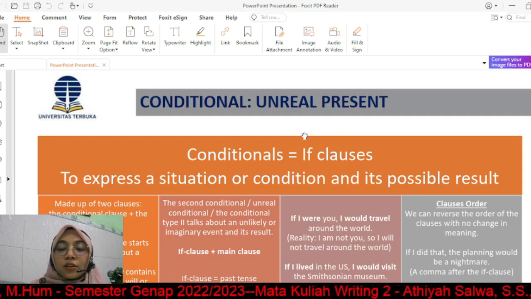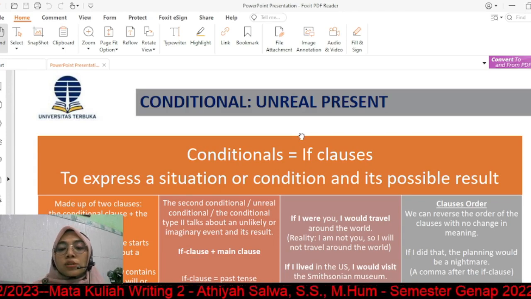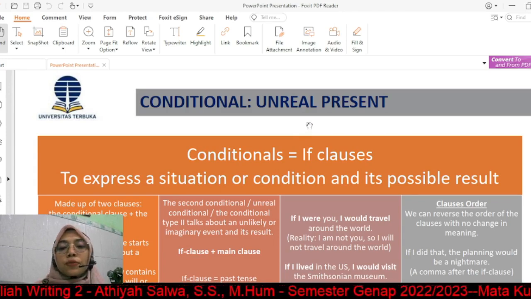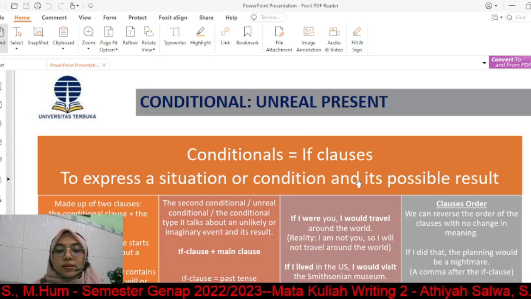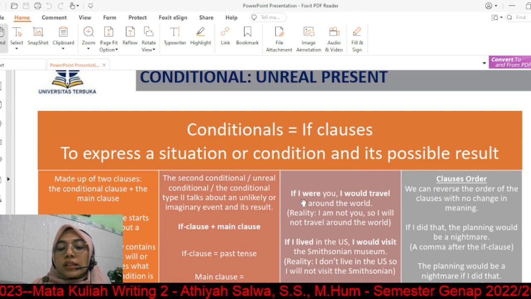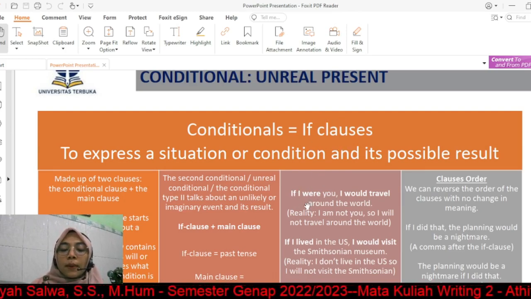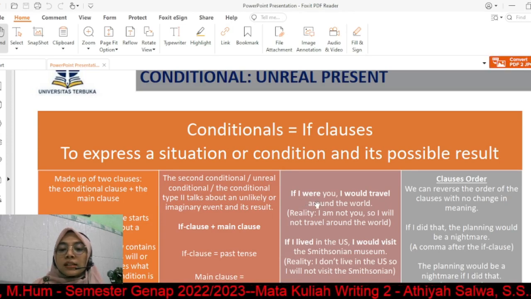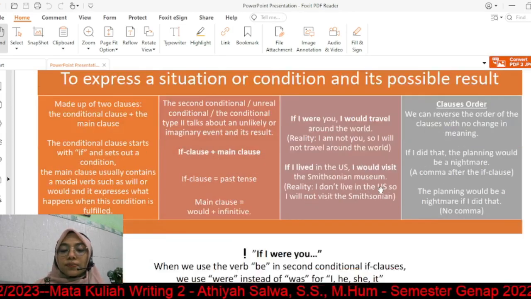But in this kind of text, we are going to learn and discuss only about if clauses that can be used to tell about unreal situations or conditions. If clause in Type 2. The formula is if plus subject plus simple past tense, and then you should use the word would.